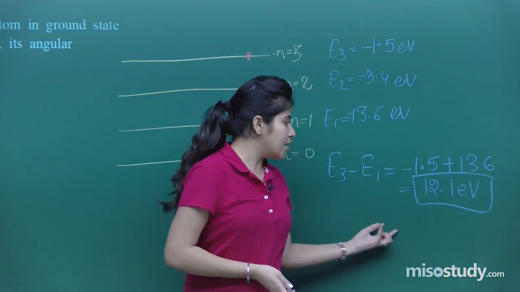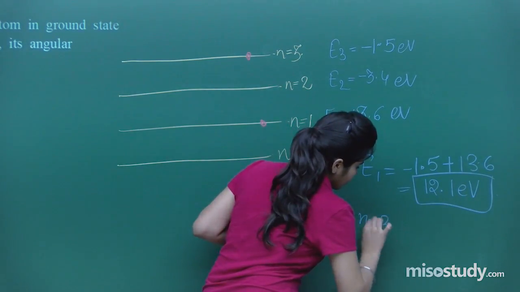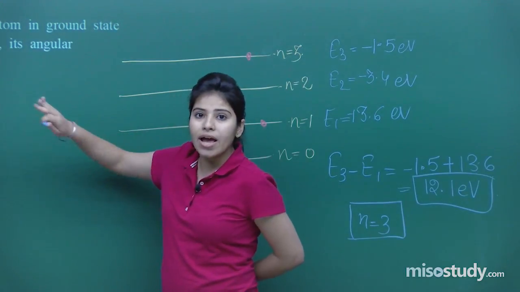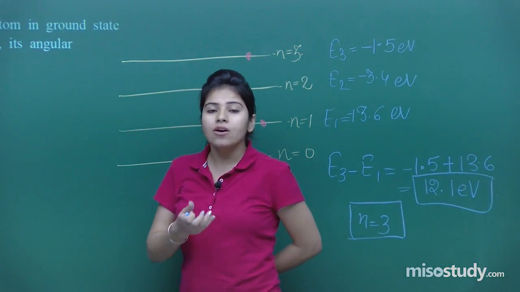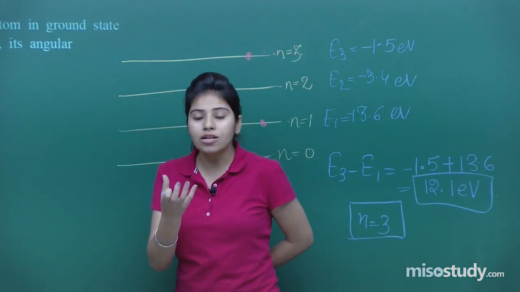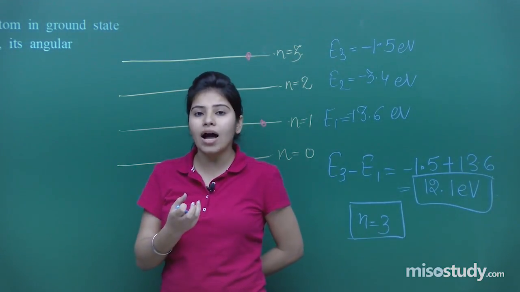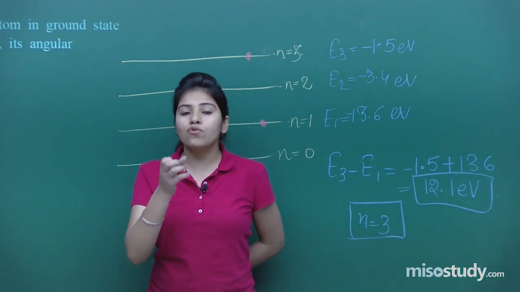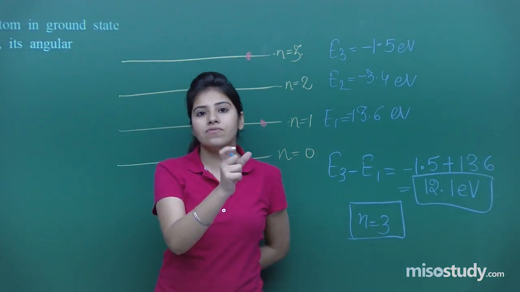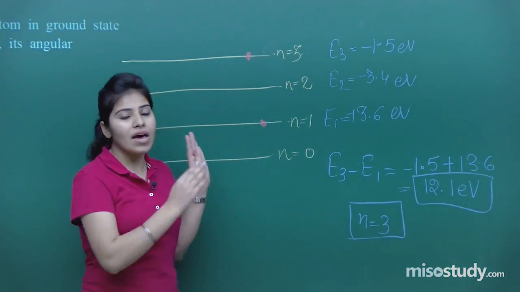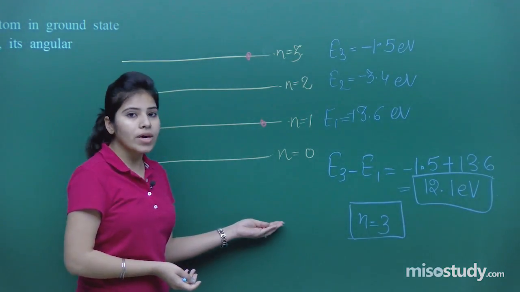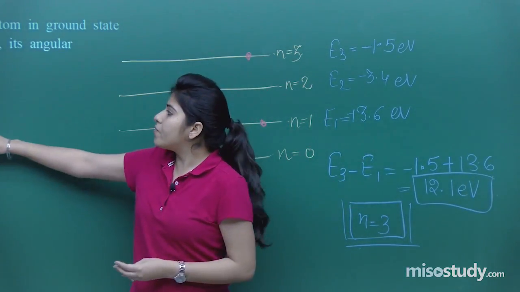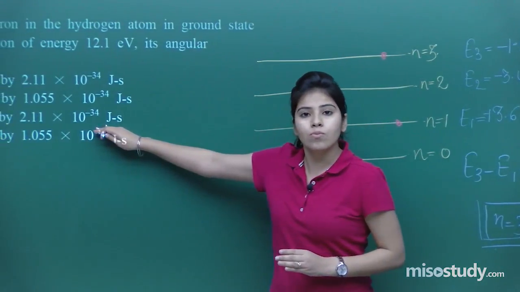Why did we need this n? What was the need of finding this n? Because to find the angular momentum, we need the electron shell, since the formula of angular momentum is nh upon 2 pi. To find nh upon 2 pi, we need the value of n, and we have found it right here. Now that we know the value of n, we will find the angular momentum.